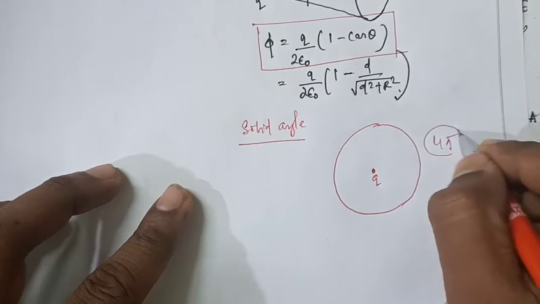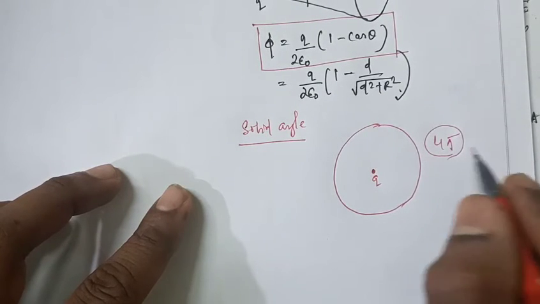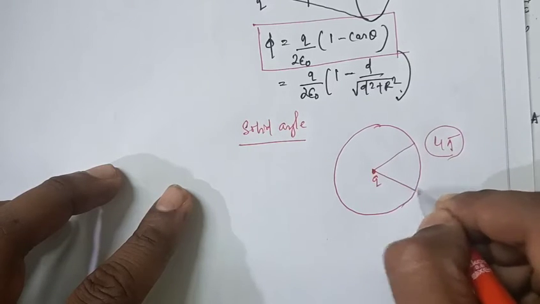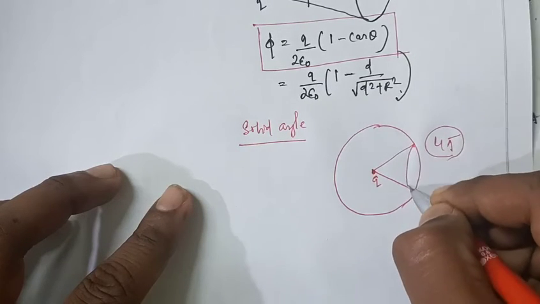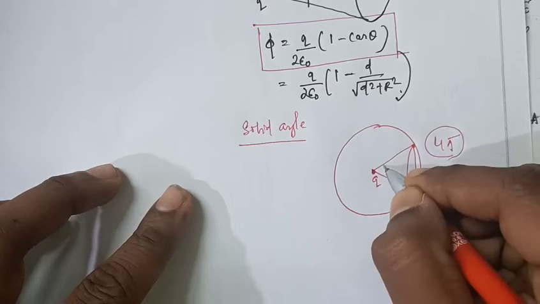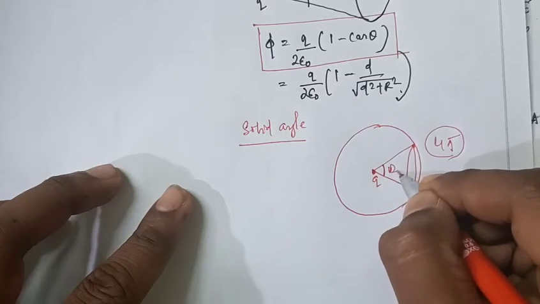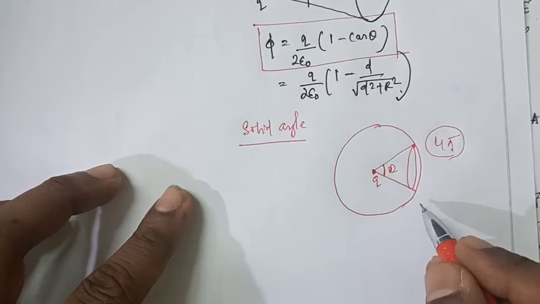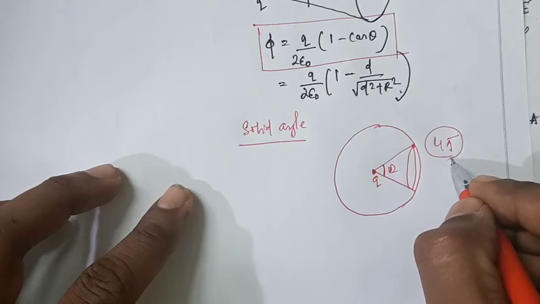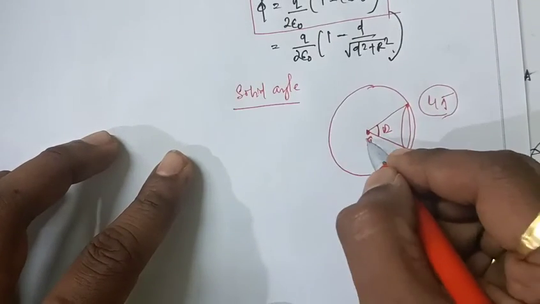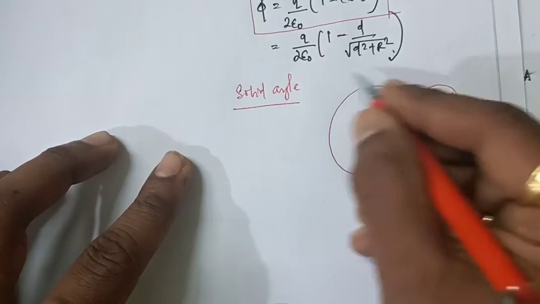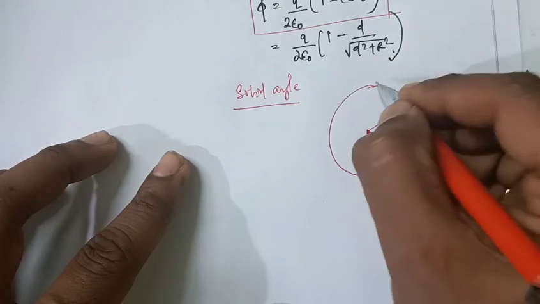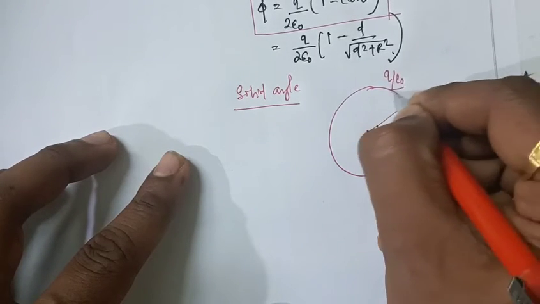The solid angle is how much? 4 pi. This is a very fundamental thing. Solid angle is what angle? If you consider a cone, this angle is treated as the solid angle. For a complete sphere, the angle is 4 pi. So if a charge is enclosed within a closed surface, how much flux? The flux is q by epsilon naught, that is the basic Gauss's law.